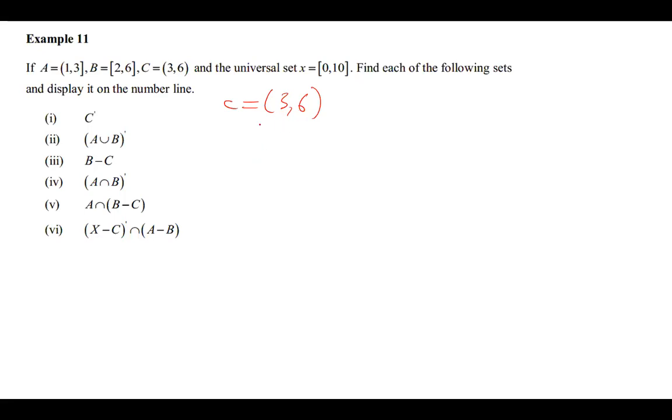So if we talk about the complement, it simply means we have to list the numbers that are not in that given set, but they are in the universal set. The universal set has been given to be X, which is from 0 to 10. When we remove C from 0 to 10, we're just going to remain with numbers from 0 up to 3. And since 3 is not part of C, it means that it's outside C.